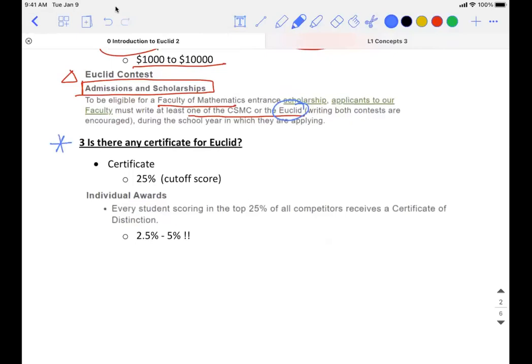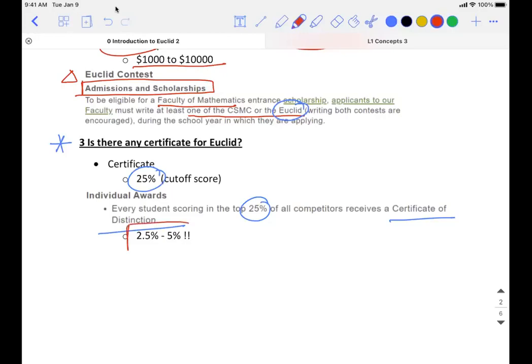Most of the exams, the AMC exam and most of the Waterloo exams, have a certificate to recognize you as being distinguished. Yes, the answer is clear. You have a certificate as long as you score in the top 25%. It says every student scoring in the top 25% of all the competitors will receive a certificate of distinction. All right, 25%, you're going to receive a certificate.